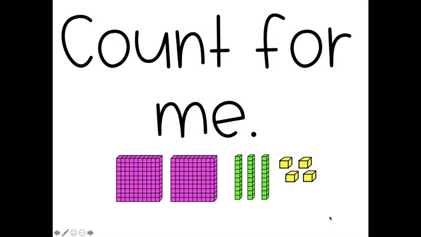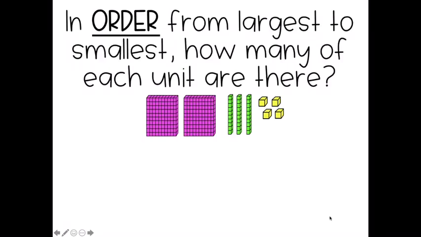Here we go. 100, 200, 210, 220, 230, 231, 232, 233, 234. Very good. Now what we're going to do is we're going to take these place value blocks and we're going to put them in order from the largest unit to the smallest unit.